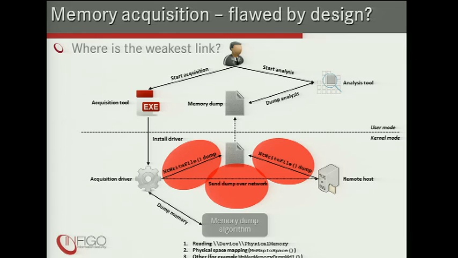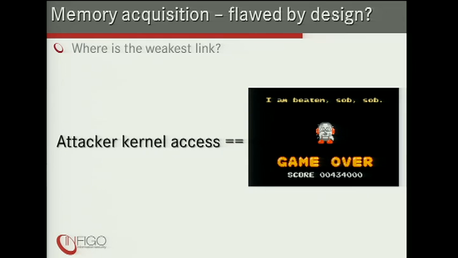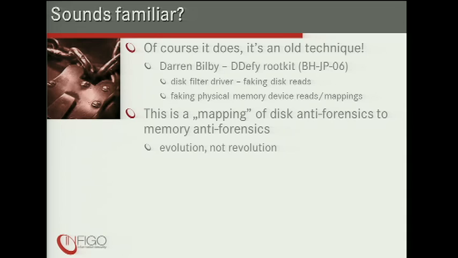The point where you are actually writing the dump or sending the dump over the network, sending the chunks of memory over the network, is the weakest link in the memory acquisition process. And if an attacker has kernel access, this is really a game over for memory forensics. I know that this sounds familiar because 6 years ago, Darren Bilby did a similar thing with the Defy rootkit. He created a disk filter driver which faked disk reads, and he faked mappings of physical memory, access to device physical memory. So I'm definitely not doing anything new here, but I'm just reusing old and well-known anti-forensic techniques and applying them to memory forensics. So you can think of this work as more of an evolution than a revolution.